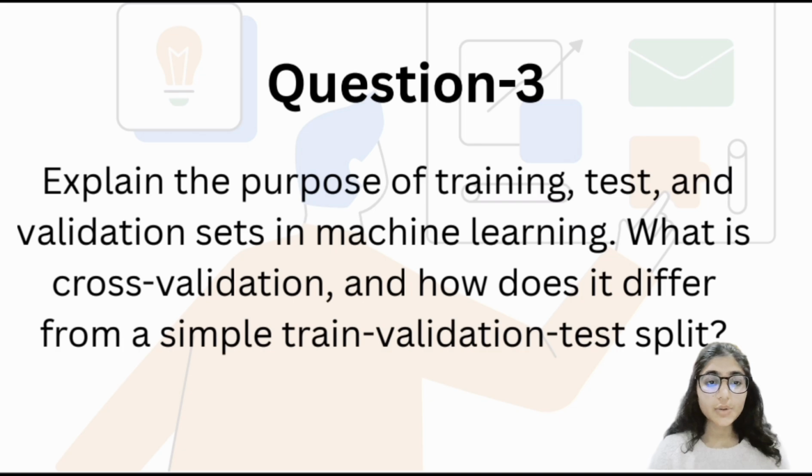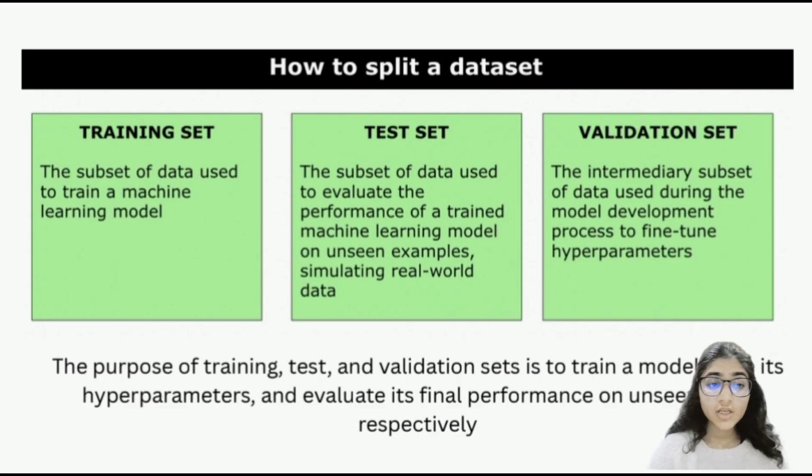So in this chart, you can see how to split a data set. The training set is a subset of data used to train a machine learning model. The test set is a subset of data used to evaluate the performance of a trained machine learning model on unseen examples, simulating real world data.